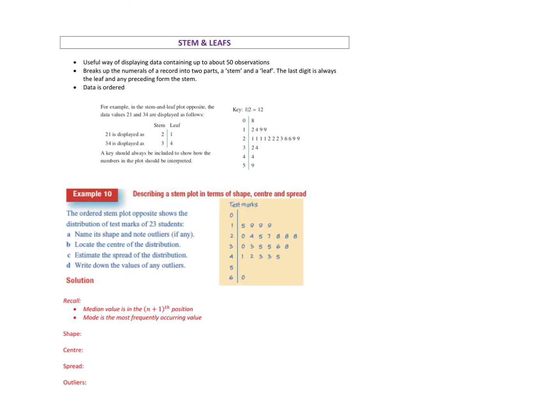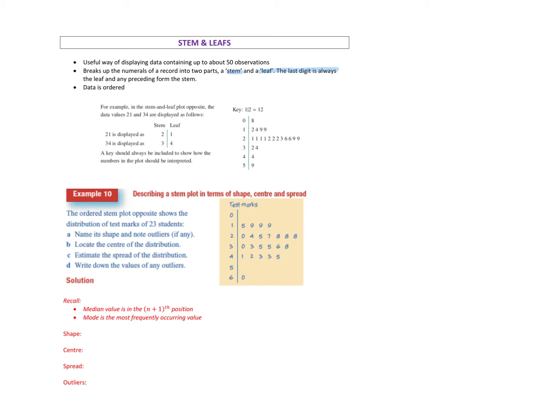Okay, a stem and leaf is a useful way of displaying data containing up to 50 observations. Once again, stem and leafs aren't very good if you've got heaps and heaps of data. So when we say small amounts, 50 is not huge in the world of surveying. What it does is break up the data into what we call a stem and a leaf.